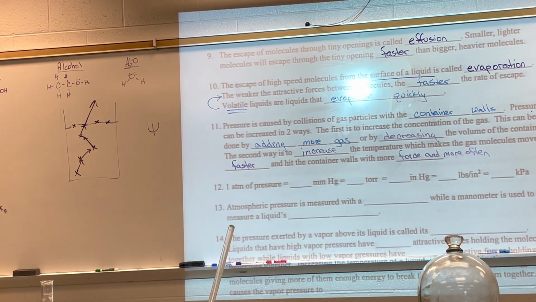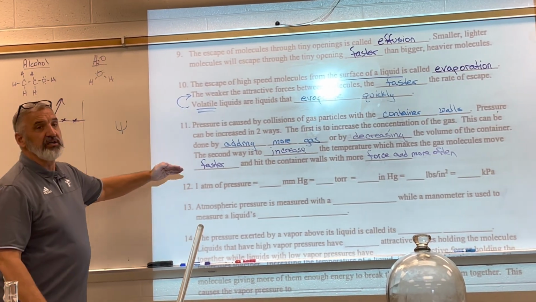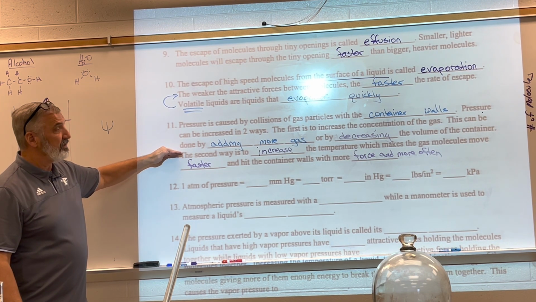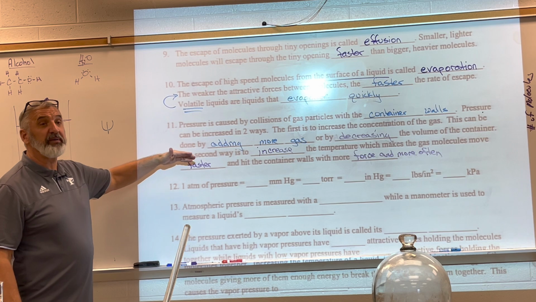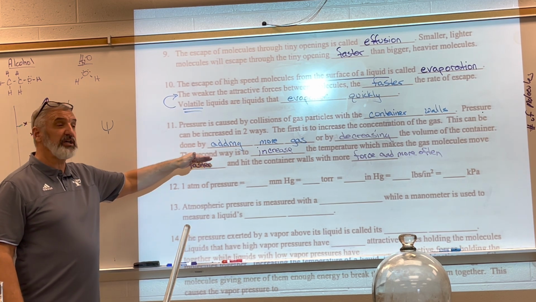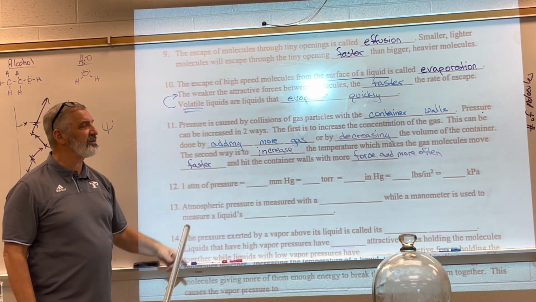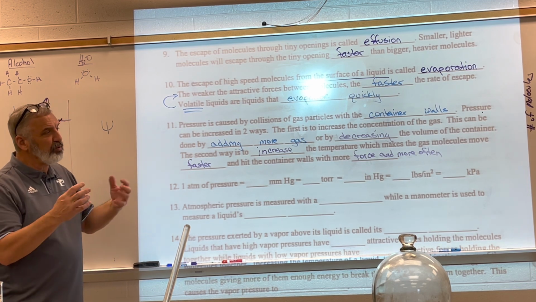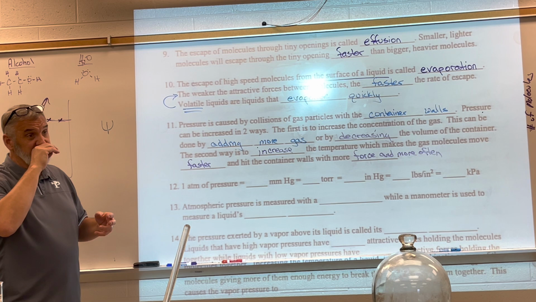So pressure is all about collisions with the container wall. We can increase the pressure either by increasing the concentration, which can be done by adding more gas, or by decreasing the volume, or we can increase the temperature, which does both. It makes more collisions and more aggressive collisions.